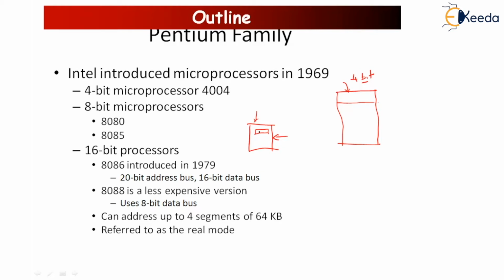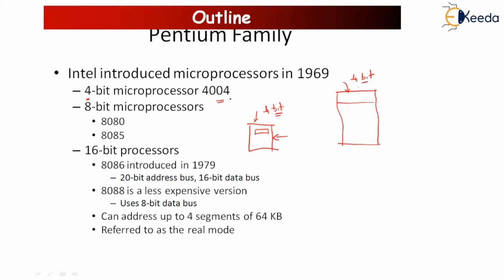Size of the register should also be equal to 4 bits, because the computer word size is equal to 4 bits, because the architecture size is equal to 4 bits, right? So the first processor that was designed by Intel was the 4004. The 4004 is a 4-bit processor, which means that one word size in the main memory and one register size within the CPU is equal to 4 bits.